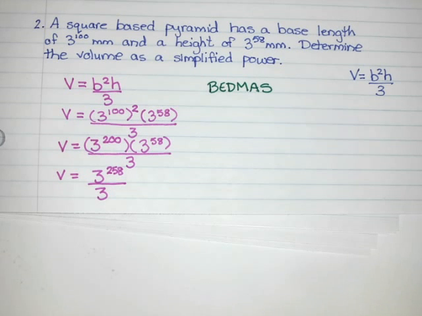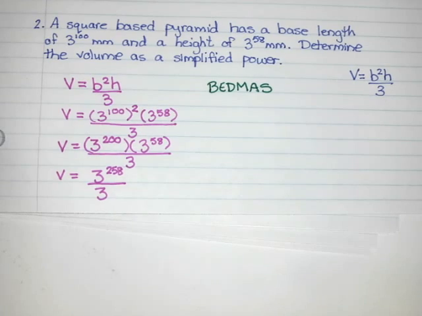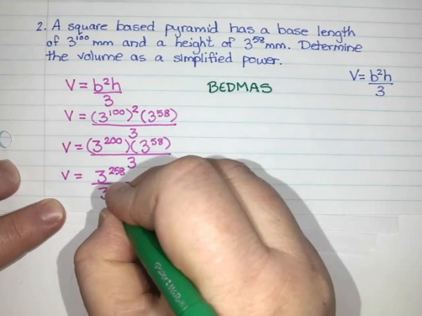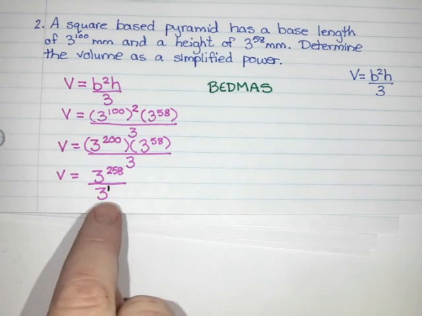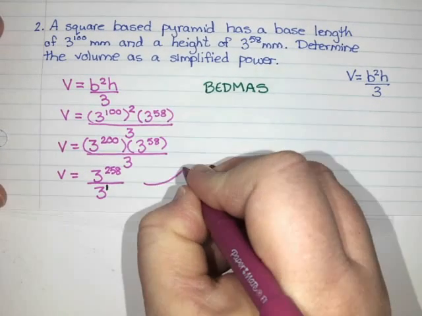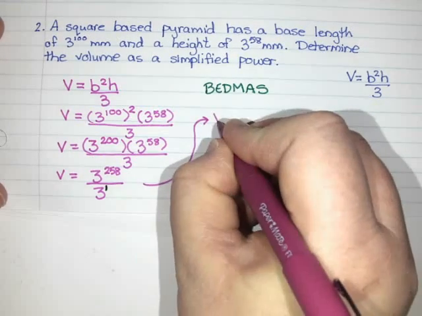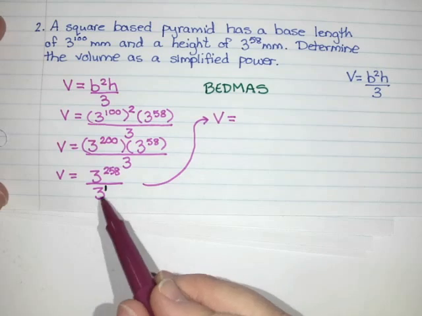So now all I have left to do is that division. And I do notice that they have the same base. Now that number on the bottom, that 3, has a secret exponent of 1. It's shy. It doesn't like to stand out, so we don't usually write it down, but we do need to kind of make it show itself so that we can do our next step. So our volume is going to be 3 to the 258 divided by 3 to the 1.